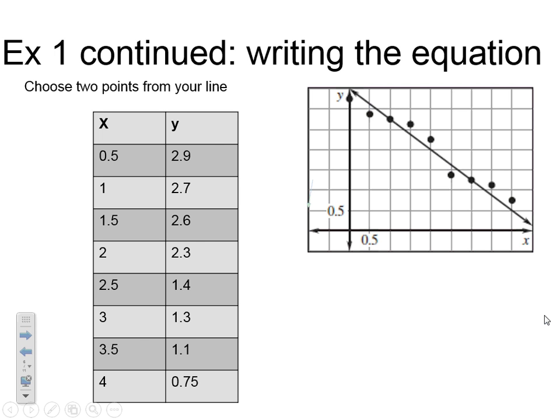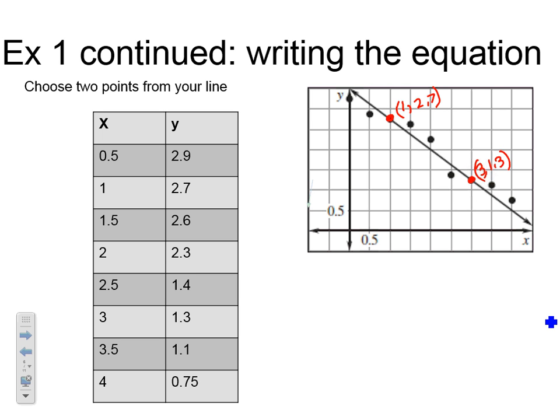Now what we can do is we can find the 2 points that we went through from our graph. And I went through this point right here, which is labeled 1, 2.7. And now this point right here, which is 3, 1.3. Now, if your line doesn't go through those 2 points, it's okay. It's an estimation. It's not perfect. But once I find 2 points that my line of best fit goes through, we can go ahead and find the equation of the line, just like we have been doing.